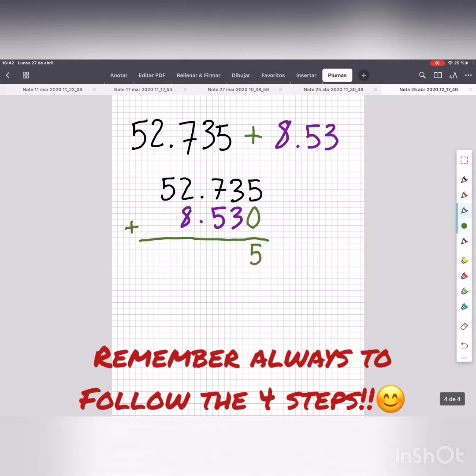5 plus 0 is 5, 3 plus 3 is 6, 7 plus 5 is 12, so we carry that 1. 8 plus 2 is 10, plus 1, 11, so we carry another 1, and 5 plus 1 will be 6. So the final result will be 61.265.